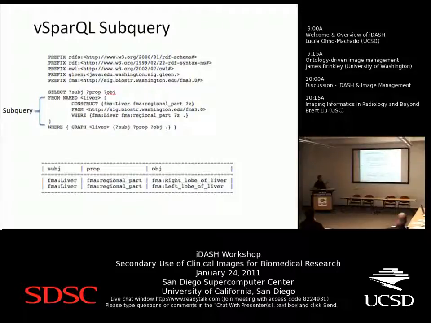This is what they call RDF again, Resource Description Framework, Semantic Web. It's creating this idea of a graph, and a graph is just a collection of nodes and relations. So it's creating a separate graph inside this larger query. And so all you do is you make this little graph inside a subquery, and then you can query that in an outside query, and that basically gives you the regional parts of the liver, which are the right lobe and the left lobe.